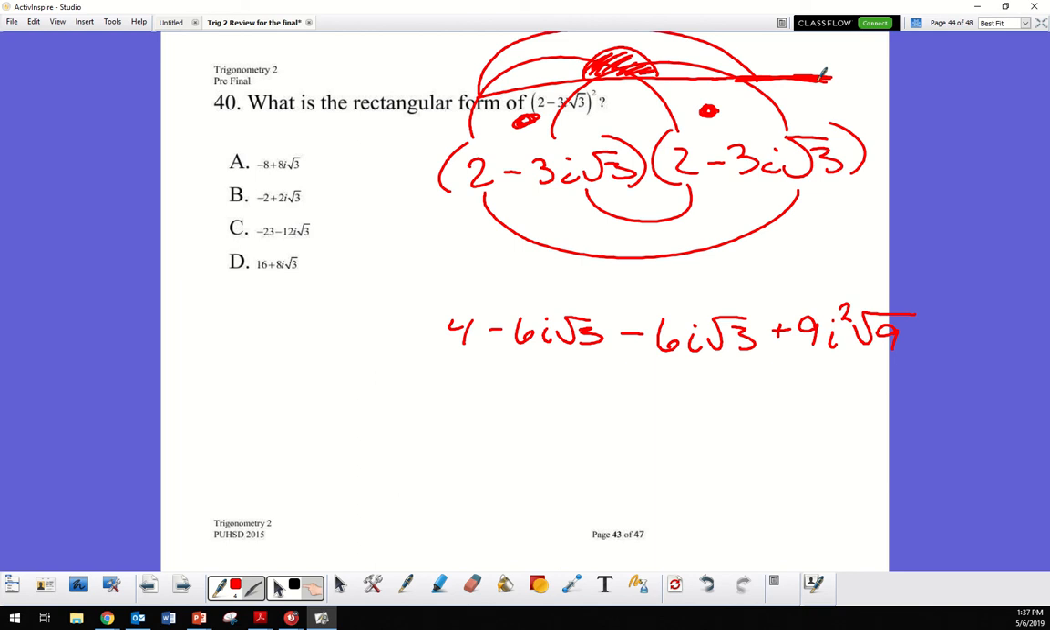Let's go ahead and actually do the math now. These two in the middle are the same, so it's going to be negative 12i rad 3. The i squared is going to make this negative, but then what is the square root of 9? 3 times the 9 that's already out here. 3 times 9 is 27, so it's a negative 27 here, and bring down that 4. Put those together, I get negative 23 minus 12i rad 3.